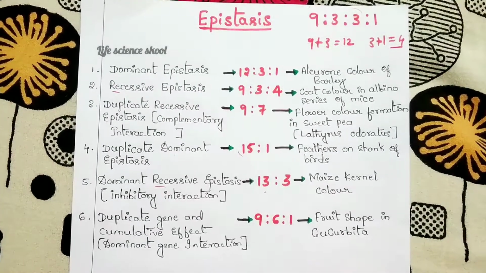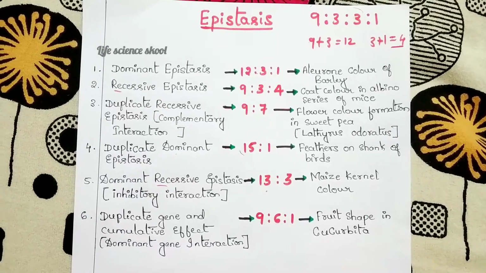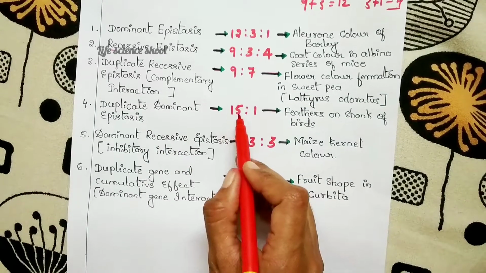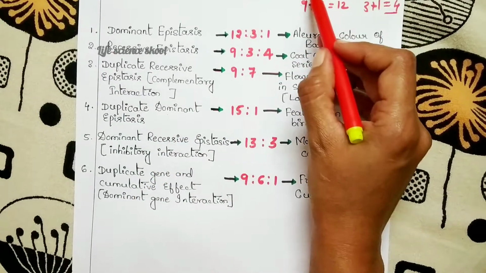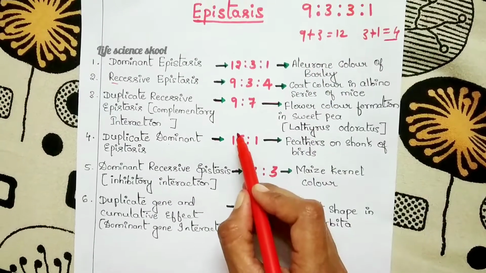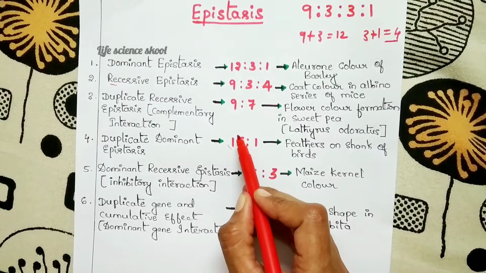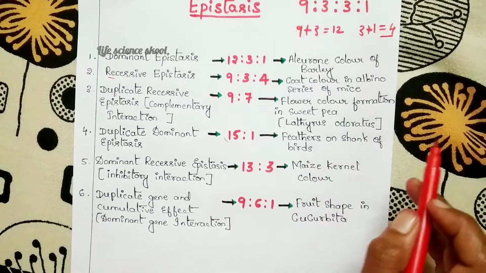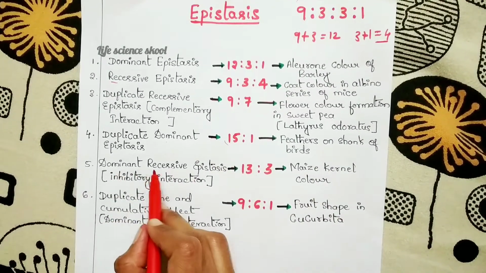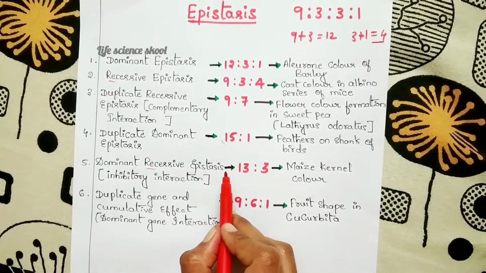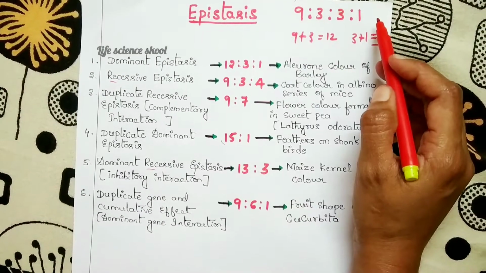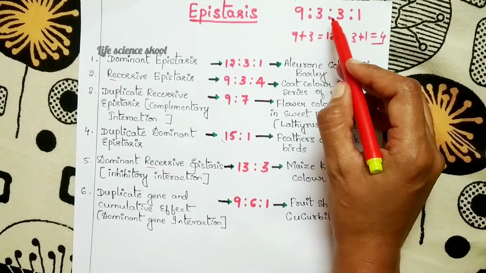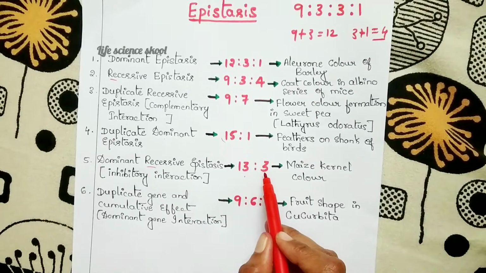And the next one, duplicate dominant epistasis. Here it is duplicate, but the dominant one, so we have to add the dominant ones here, 9 plus 3 plus 3. So 15 is to 1. And the example for this is feathers on shank of the birds. And the next one, dominant recessive epistasis, and the ratio is 13 is to 1. Here you have to add 9 plus 1 plus 3, so it will become 13 is to 1.